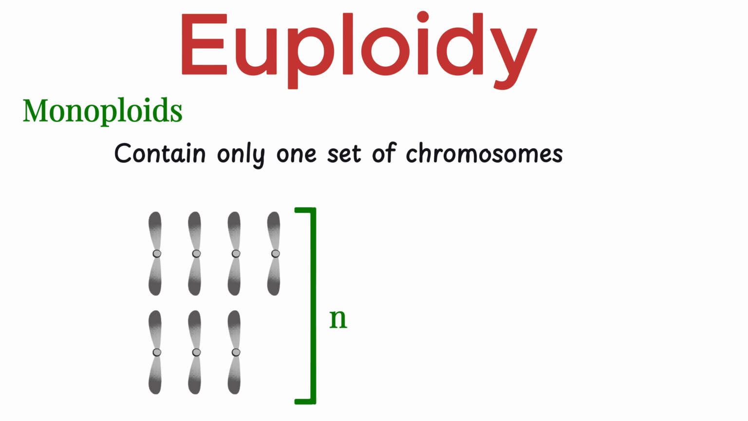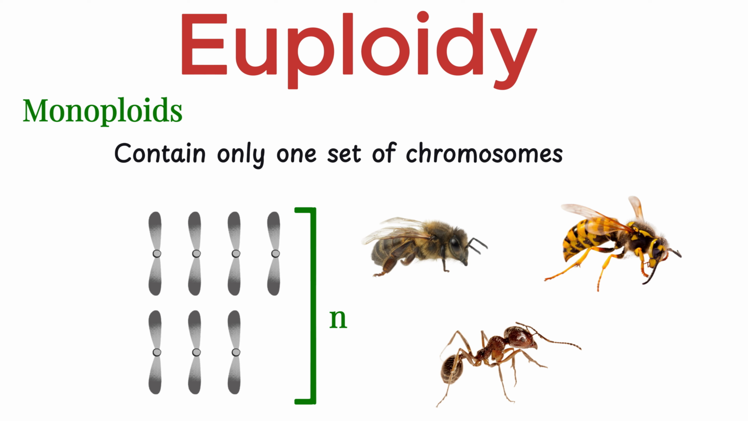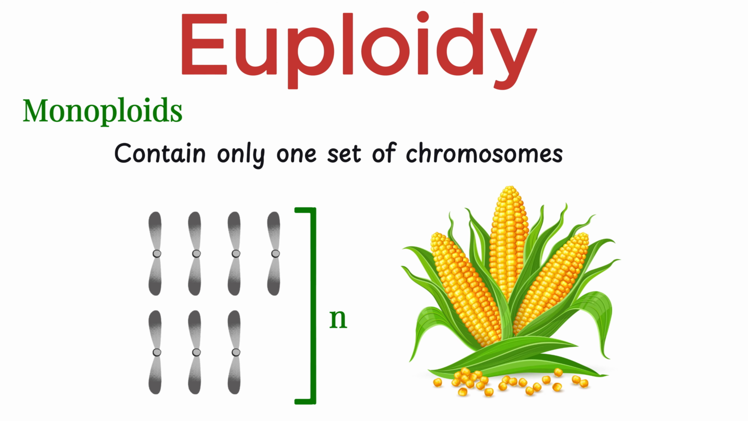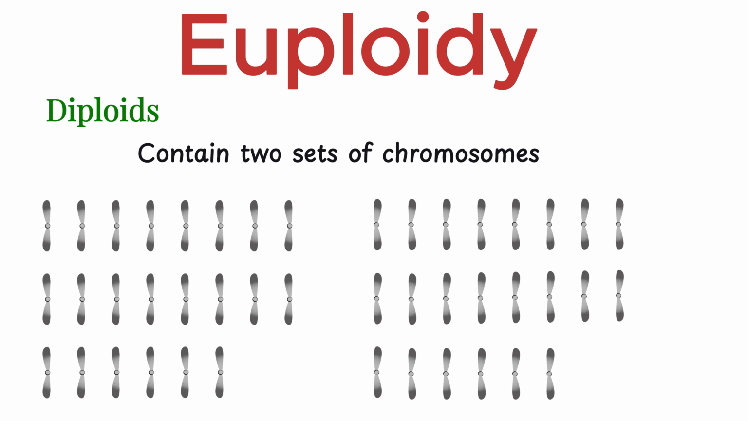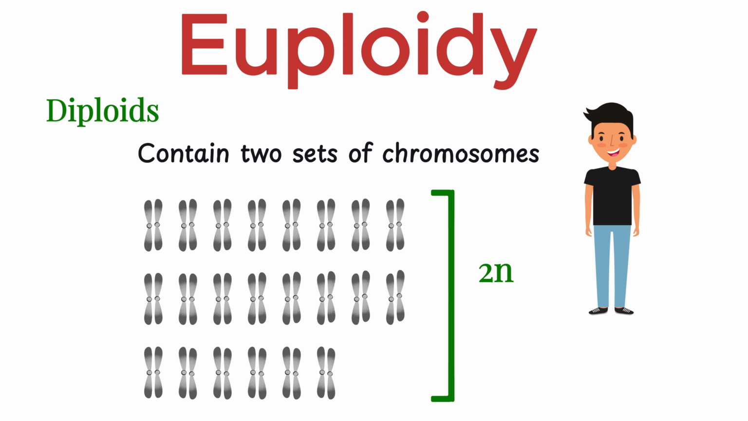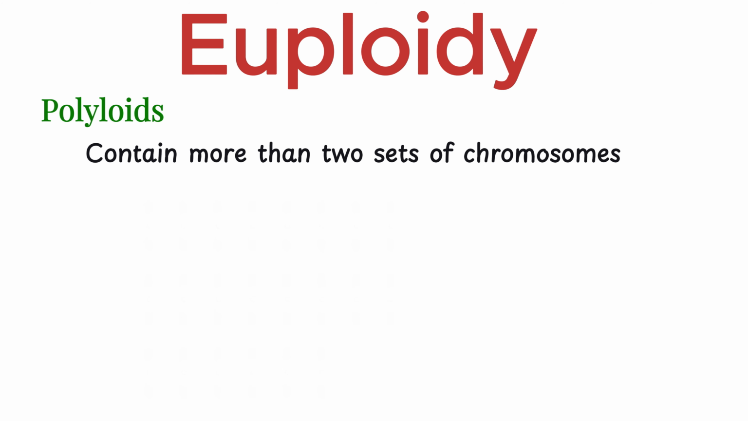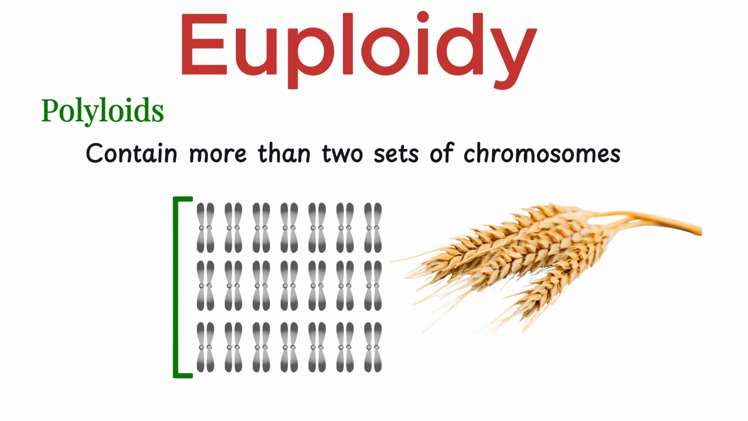Monoploidy can occur naturally in certain male insects like bees, wasps, and ants, which develop from unfertilized eggs. In plants, monoploids can be artificially produced in laboratories for breeding and genetic studies. Diploids are organisms with 2 complete sets of chromosomes, represented as 2n, 1 set from each parent. Humans are diploid, with 46 chromosomes arranged in 23 homologous pairs. Polyploids are organisms with more than 2 complete sets of chromosomes. They are common in plants, such as bread wheat, Triticum aestivum, which is hexaploid with 6 sets, totaling 42 chromosomes.